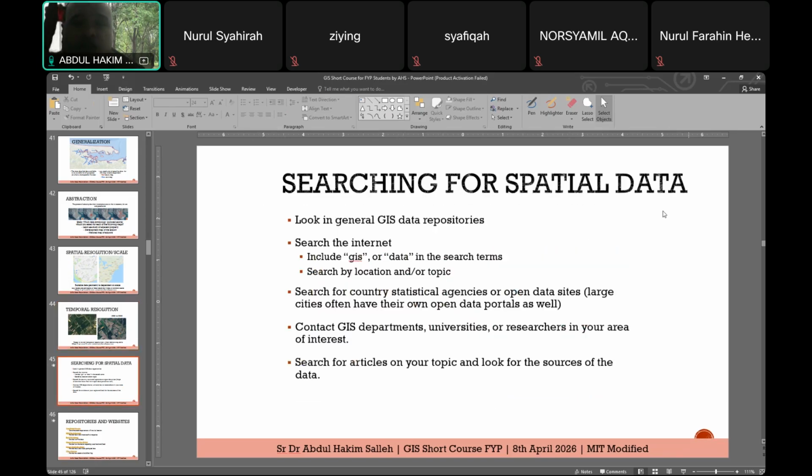Okay, now searching for spatial data, look in general GIS data repositories. Okay, there are a lot of websites that provide you the data, but most of them are not downloadable. Okay, the data are not downloadable. Only a few give you the ability to download the data.